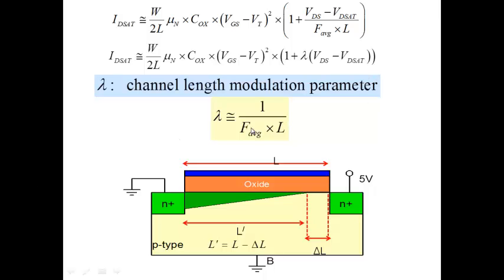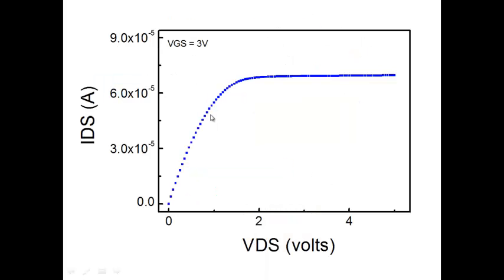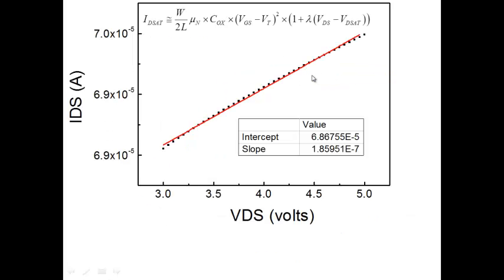So let me show you through some simulation results how lambda changes with L. For the example that we are discussing, this is IDS versus VDS. It looks very well saturated. You can't really see that the current is increasing, but if you zoom in, this is how you find that the current is indeed increasing. And the increase is described by this expression: W by 2L mu n C ox (VGS minus VT) squared times (1 plus lambda (VDS minus VD sat)).